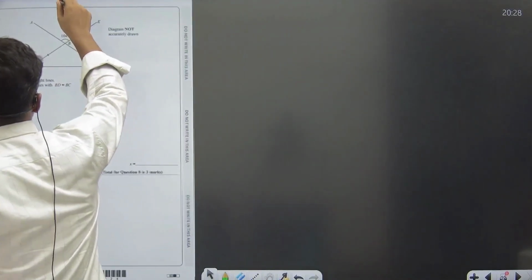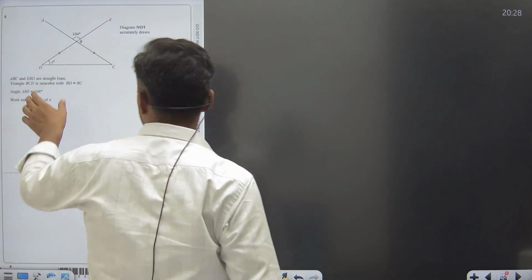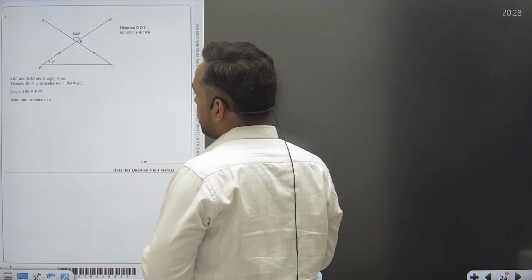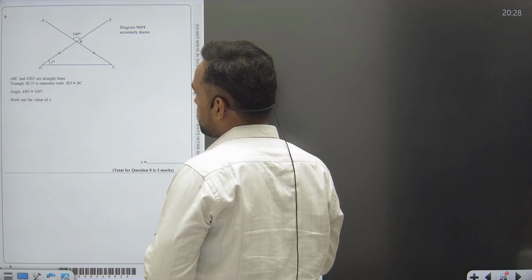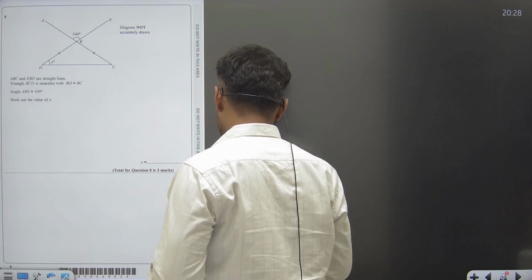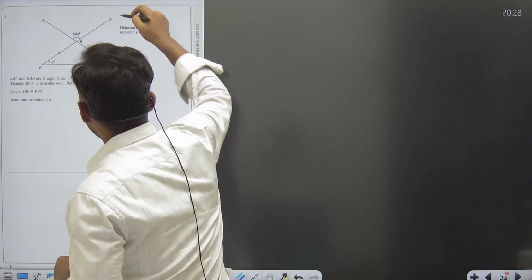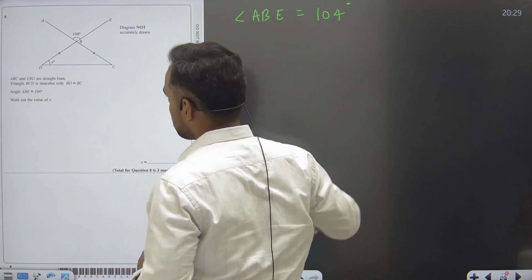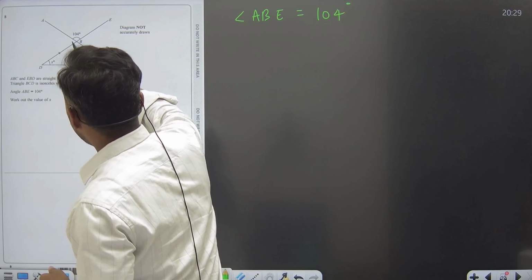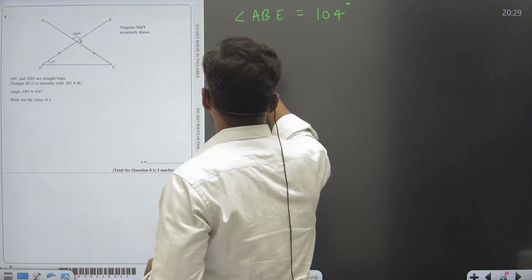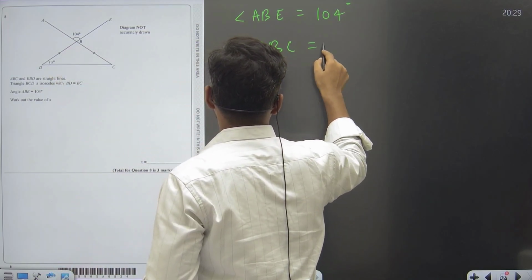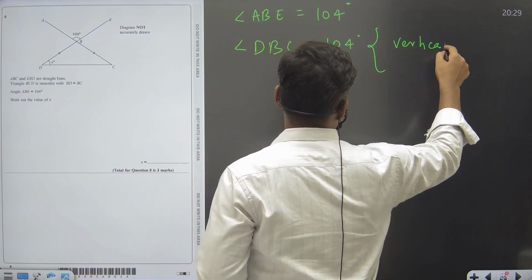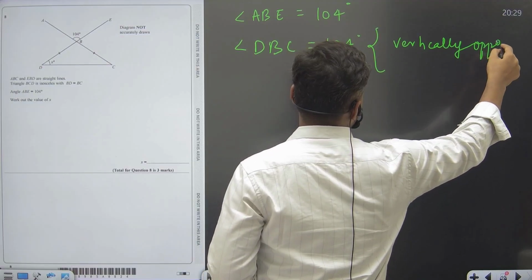The question states that ABC and EBD are straight lines. Triangle BCD is isosceles with BD equal to BC. Angle ABE equals 104 degrees. Work out the value of x. See here, angle ABE is given as 104 degrees. Now if I ask what will be the value of angle DBC, angle DBC will also be 104 degrees. Why is this so, students? Because they are vertically opposite angles.